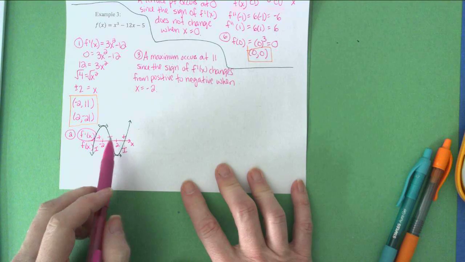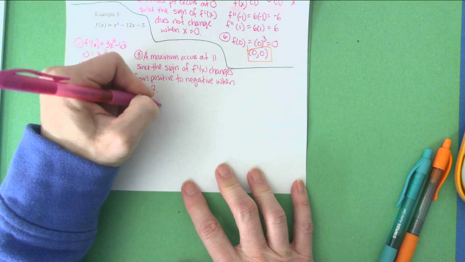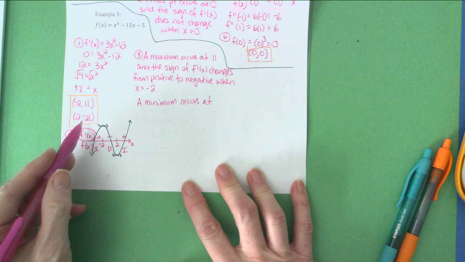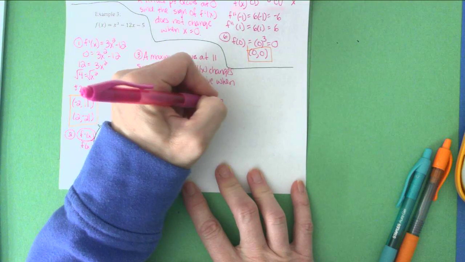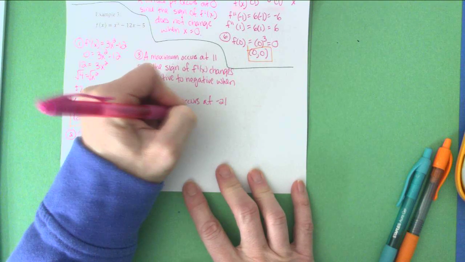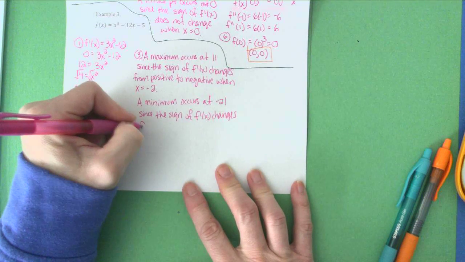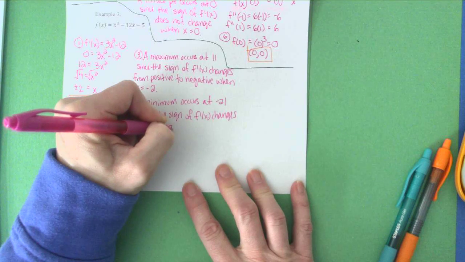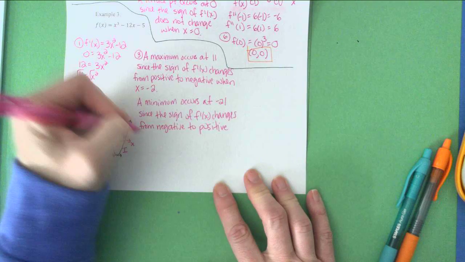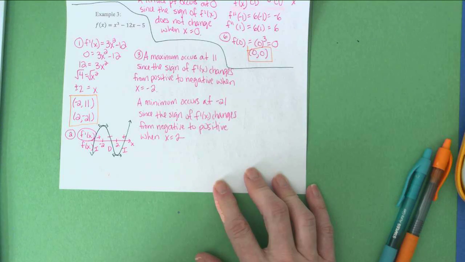Now I'll address what's happening when x is 2. A minimum occurs at -21, since the sign of f prime of x changes from negative to positive when x equals +2. So those are my two statements.